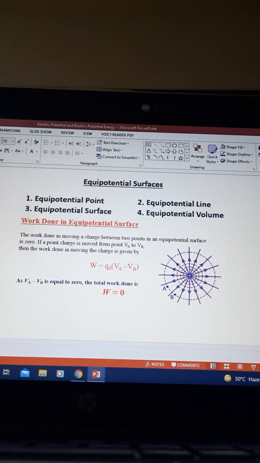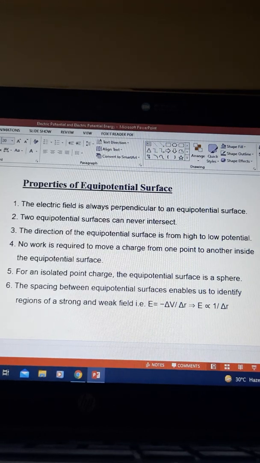Now there are some important properties of equipotential surfaces. You must know about those properties as well. One of the properties is the electric field direction. As you know, electric field is a vector quantity. So the direction of the electric field is always perpendicular to the equipotential surface. No matter what the geometry or shape of the equipotential surface is, the electric field is always perpendicular to that surface. And if there are two equipotential surfaces in a system, they will never intersect each other. So this is the second property.